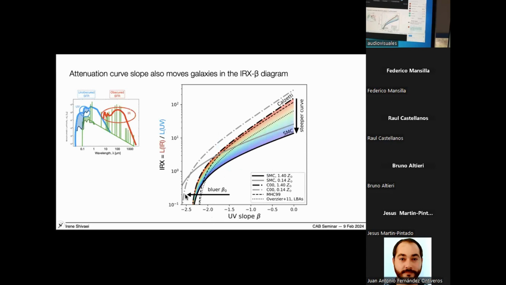So just to be complete, this has been calculated by assuming a curve like SMC or a Calzetti curve in a stellar population synthesis modeling, and then having two different metallicity assumptions, and then calculating the intrinsic UV slope, and also the shape of the curve. Yeah, that makes sense.